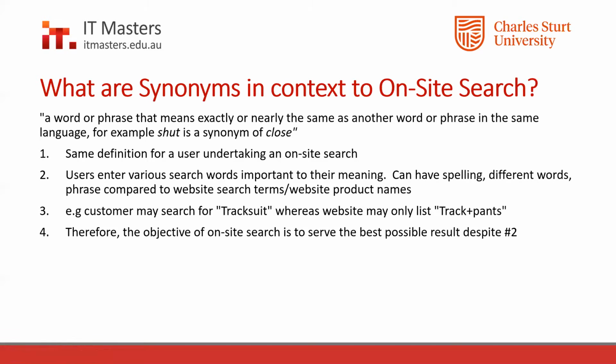What a customer may refer to a product may be different for another person. So using variations of each of those is really important. And some have different spelling as well, depending on whether you're searching on a global website or not. And another example in point 3 is searching for tracksuit, whereas a website may have track pants. So the objective of on-site search is to serve the best possible result.